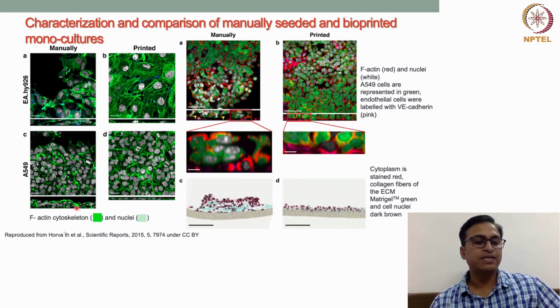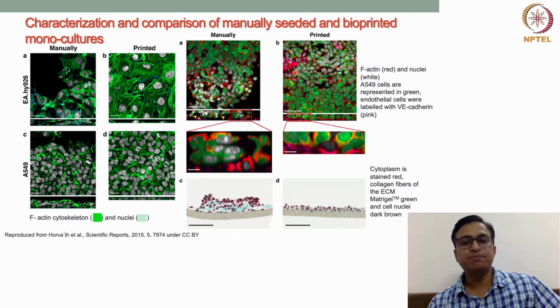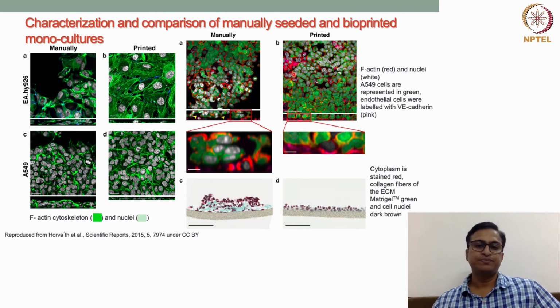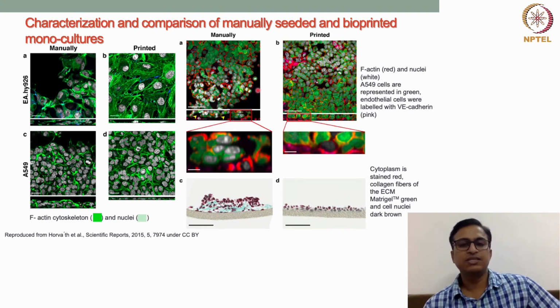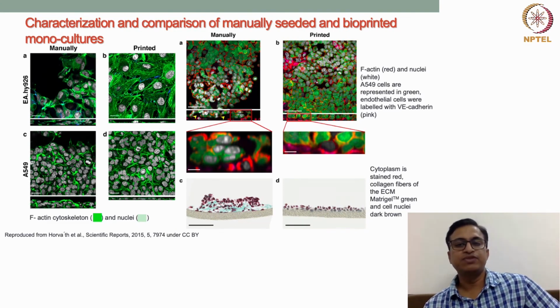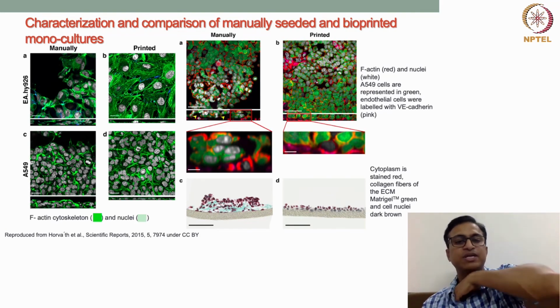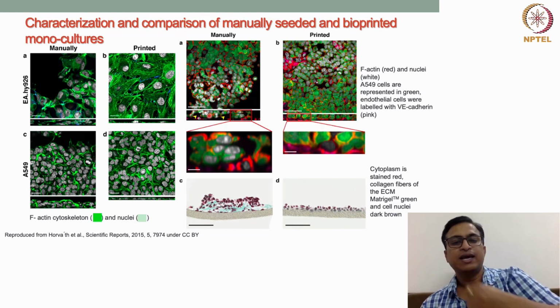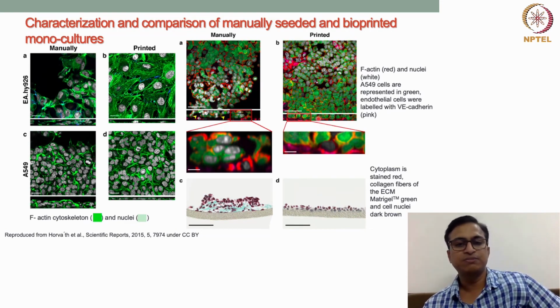Also here they have shown the thickness of the construct, and in this case the thickness is more than one monolayer, but a perfect monolayer is formed when the cells were printed. Again they have characterized this by comparing the manual and the printed. If you see the printed cells, they formed a nice continuous structure, but manually that is not the case. And the cross section also shows the same structure.